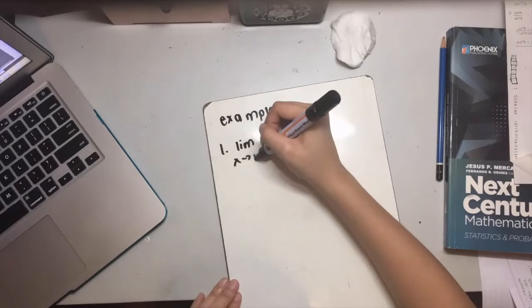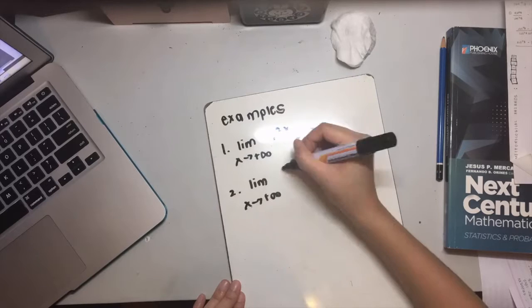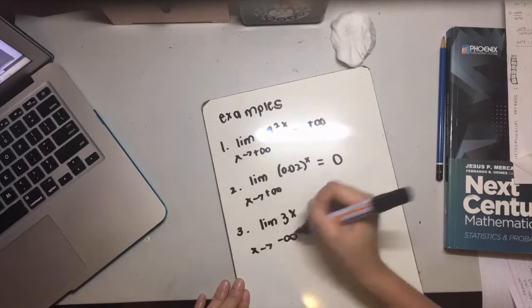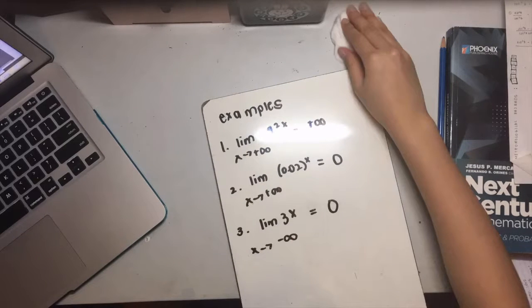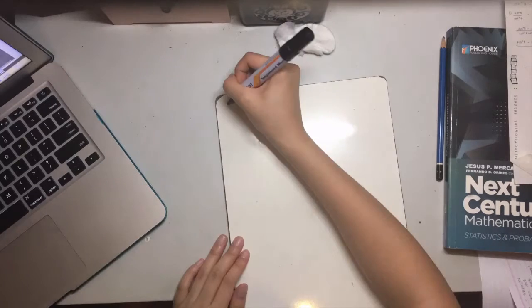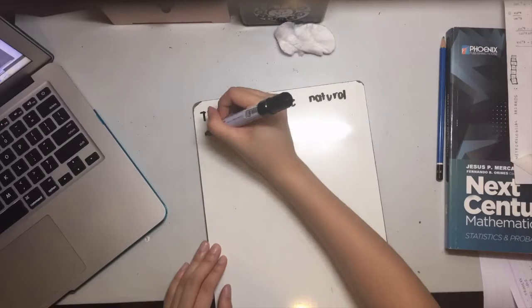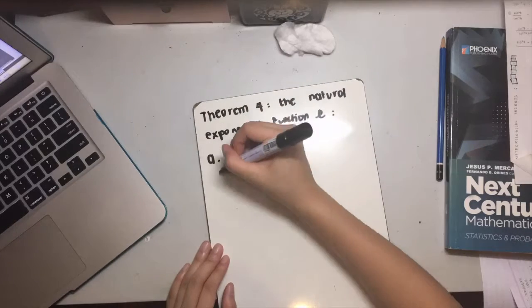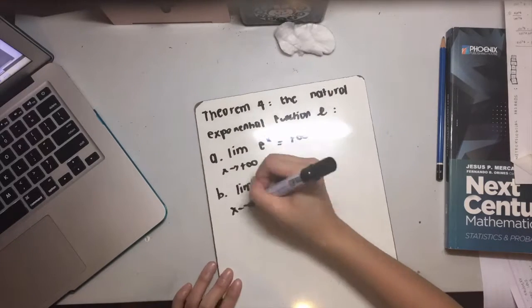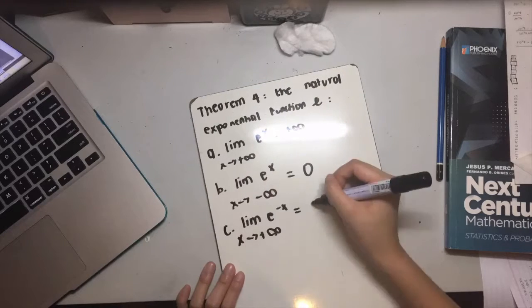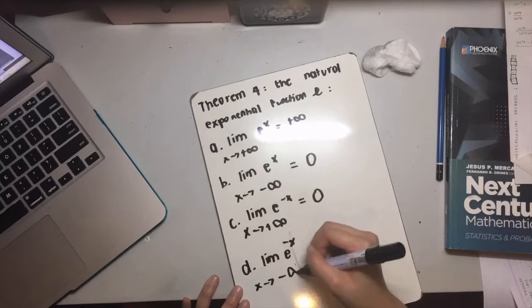So for theorems 3.1 and 3.2, the main things that you really have to look out for is first, the limit it approaches, whether it's positive infinity or negative infinity, and secondly, b or the base. Theorem 4. The natural exponential function e. So in this theorem, what you really need to remember is that same signs is equal to positive infinity and different signs is equal to 0.